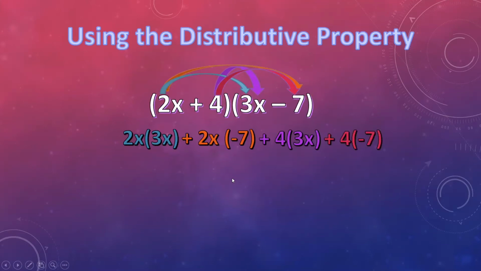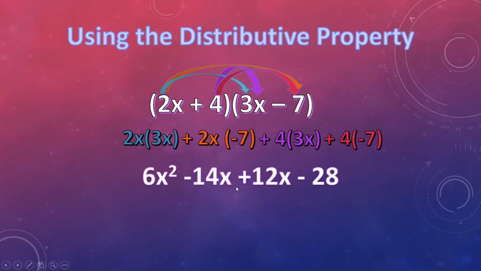It is in your best interest to write these down as you do it. So if you can multiply them in your head, that's fine. But if not, write them down the way I did. You can use colored pencils, no problem. Then what you're going to do is go through and multiply. 2x times 3x, 2x times negative 7, 4 times 3x, and 4 times negative 7.